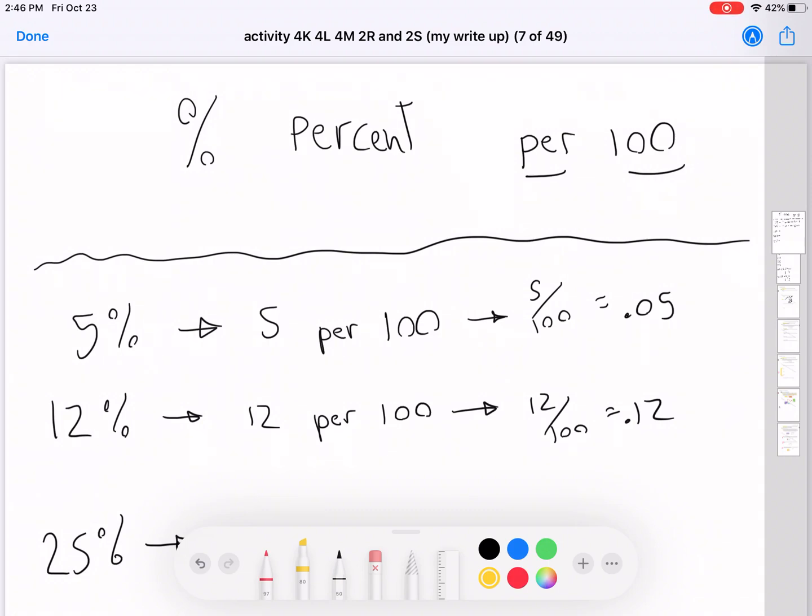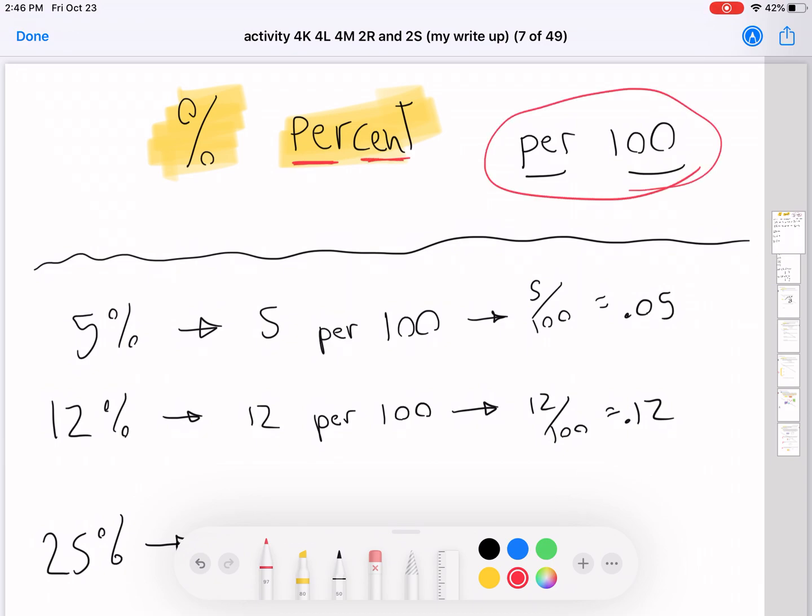All right, so now that we have talked about fractions and decimals, we can finally talk about percent. Percent comes from the roots of the word. It literally means per 100. So 5% means 5 per 100, or 5 out of 100, or 0.05. 12% means 12 per 100, which is 12 out of 100, or 0.12.